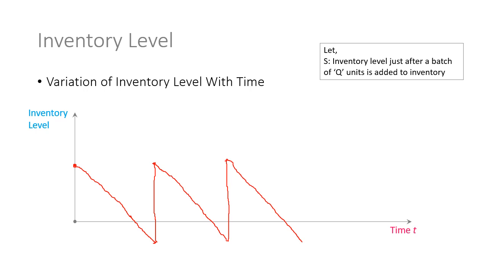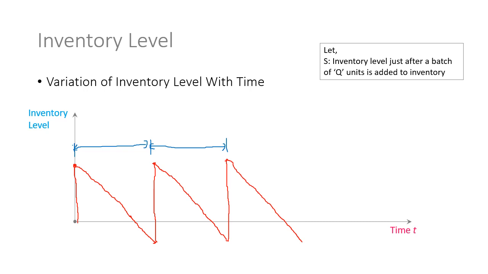As discussed in the previous model, every vertical line on this graph represents replenishment. So, for example, this is the first cycle of replenishment. This is the second cycle of replenishment, and so on. The distance between vertical lines represents the duration between subsequent replenishments.